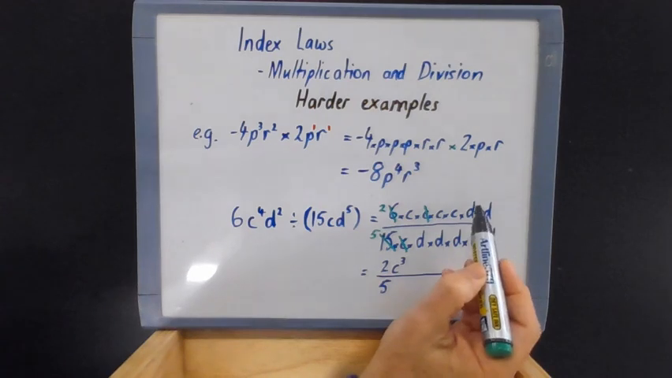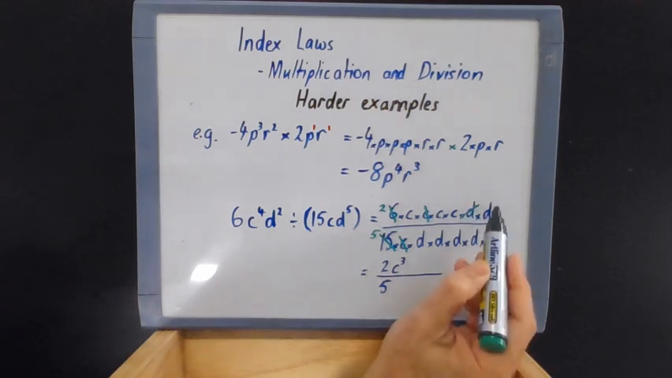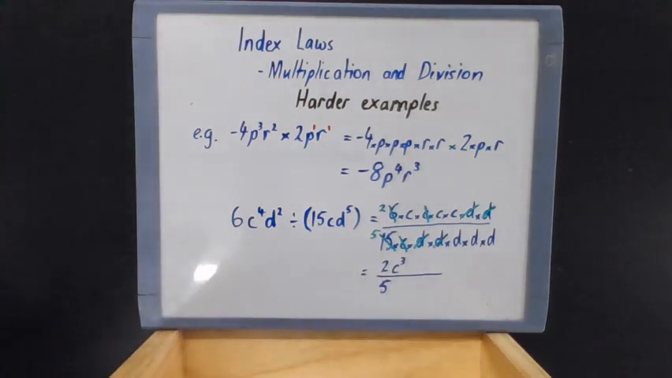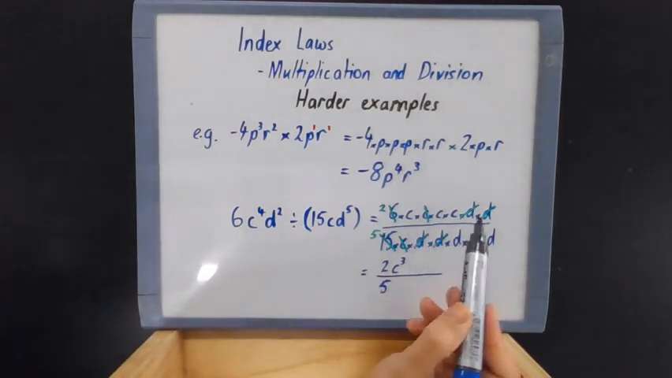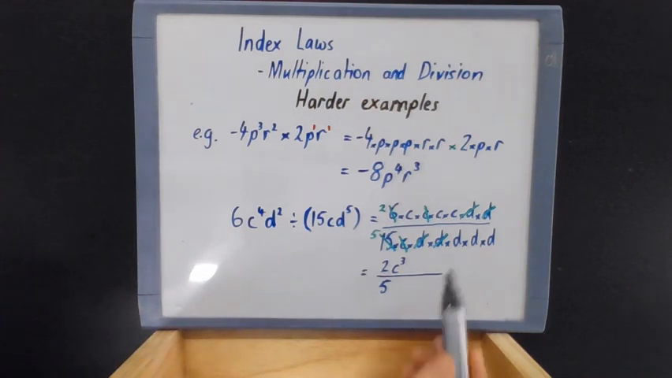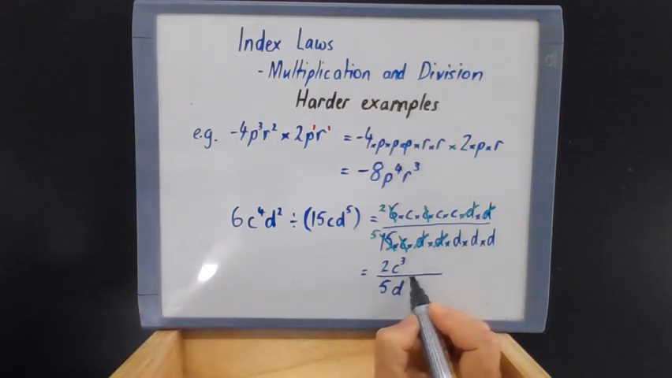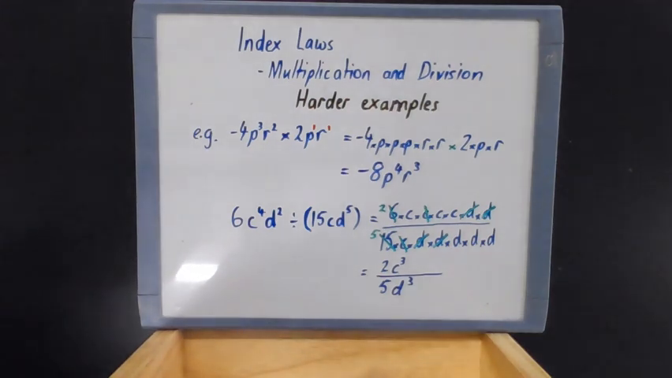Similarly for my D's, I've got 2 D's on top and 5 on the bottom. So I can cross out 2 of my D's and 2 of my D's. All my D's have gone from the top. No D's to write on the top, but I've got 3 of them on the bottom. So that's D to the power of 3. So that is my final answer.